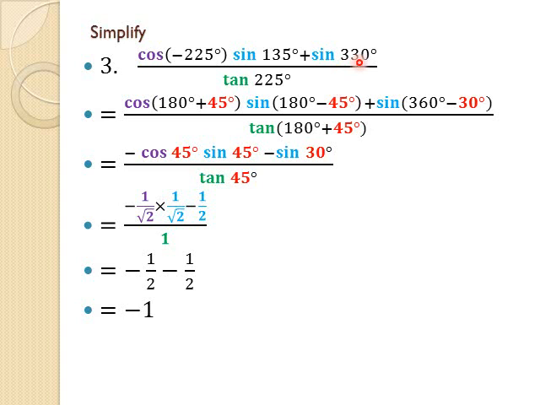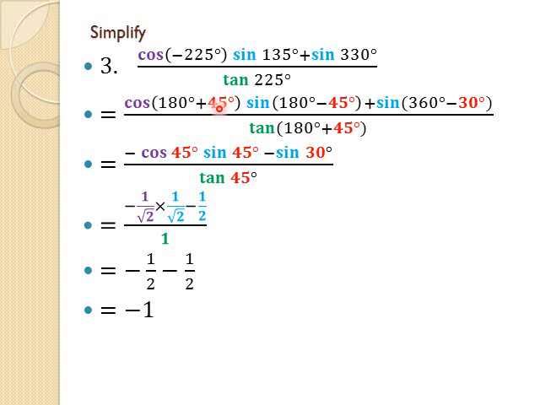330, I assume it now falls in the fourth quadrant. In the fourth quadrant, we will say 360 minus 30, 30 again, special angle. Those two subtracted gives me 330. 225, tan 180 plus 45 degrees. Right, now if I simplify, cos 180 plus 45, third quadrant.